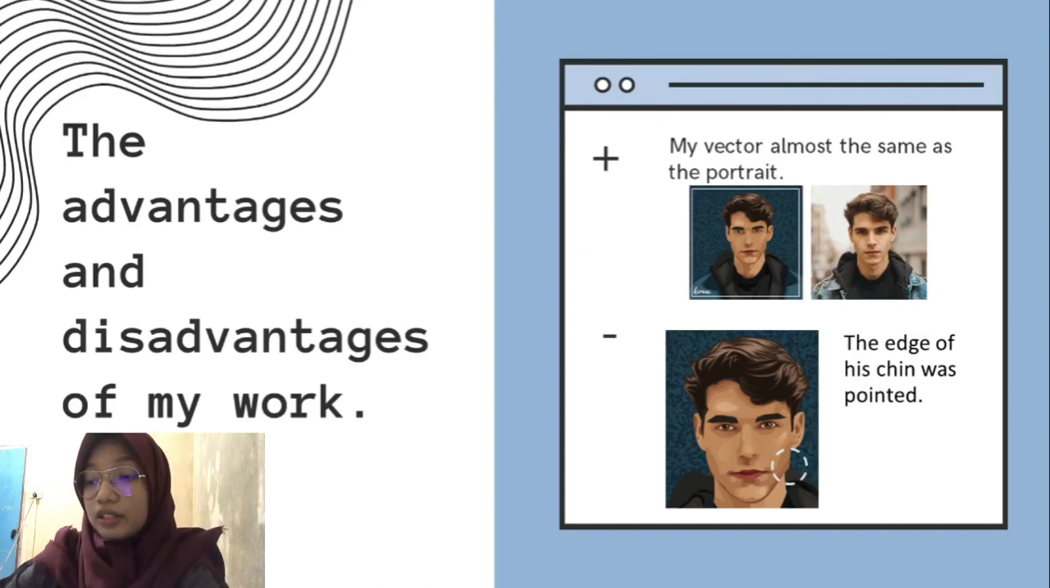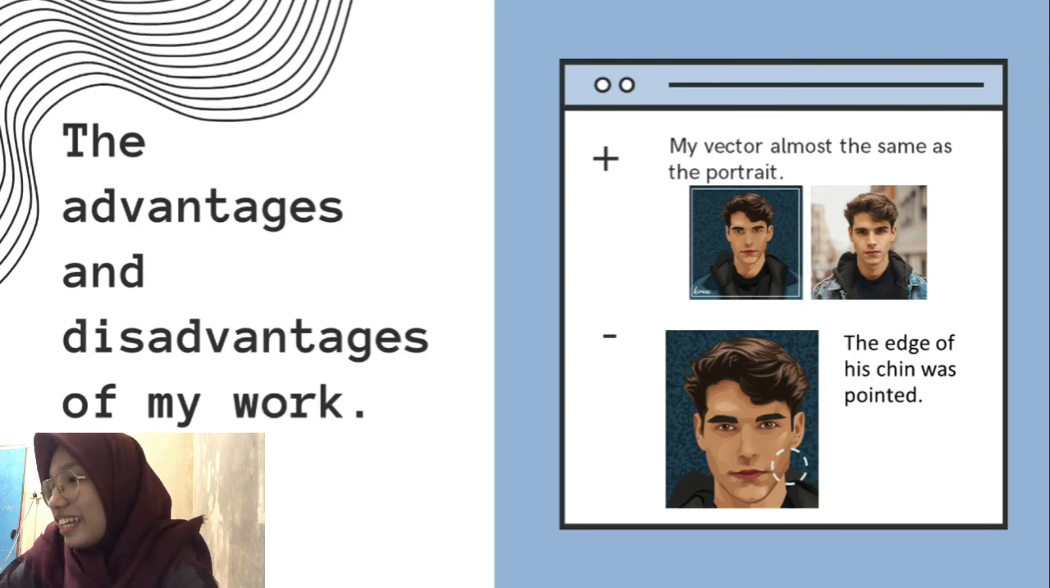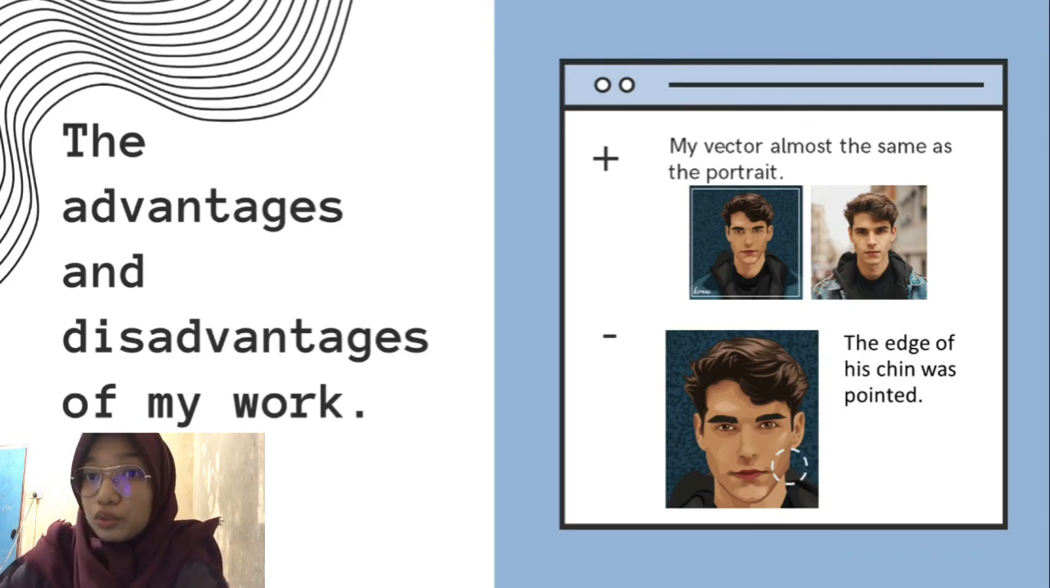The advantage and disadvantage of my work, I will say it's plus and minus. My vector is almost the same as the portrait. I think it's the plus because it looks similar, isn't it? You can look at the portrait and you can look at my artwork. It's similar. Yeah, it's similar. And the minus of my artwork is the edge of his chin is pointed, but in the real photo or in the portrait it's not pointed, so I think it's the minus of my artwork.